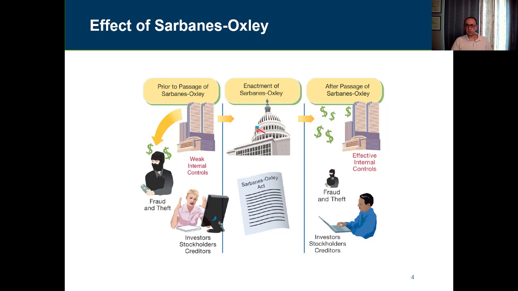After the passage of Sarbanes-Oxley, companies are now required to have effective internal controls, which of course had an impact on reducing fraud and theft cases in most publicly traded companies. And this helped investors, stockholders, and creditors to trust these companies more and to trust their financial statements.